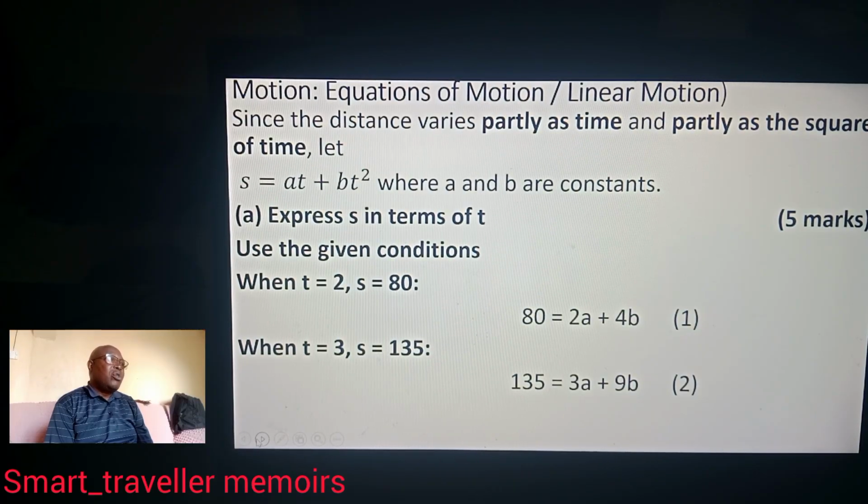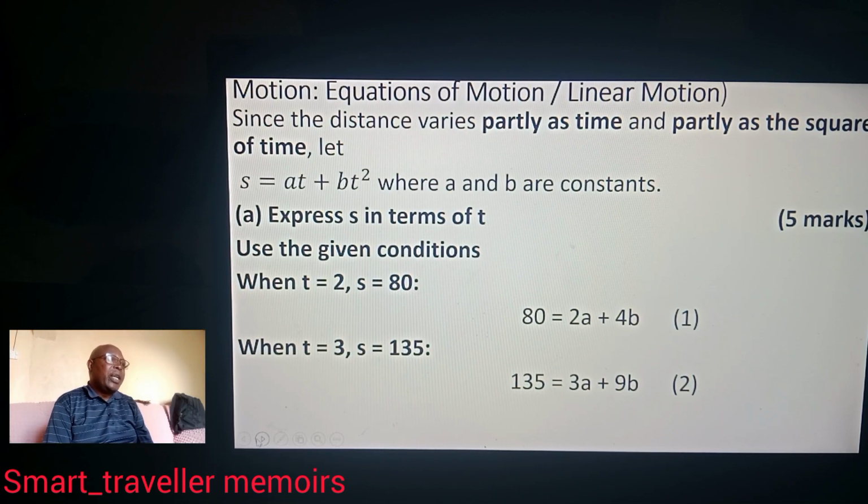When t is equal to 2, s is equal to 80. Therefore, 80 is equal to 2a, because t is 2, plus 4b, because 2 squared is 4. That is equation number 1.